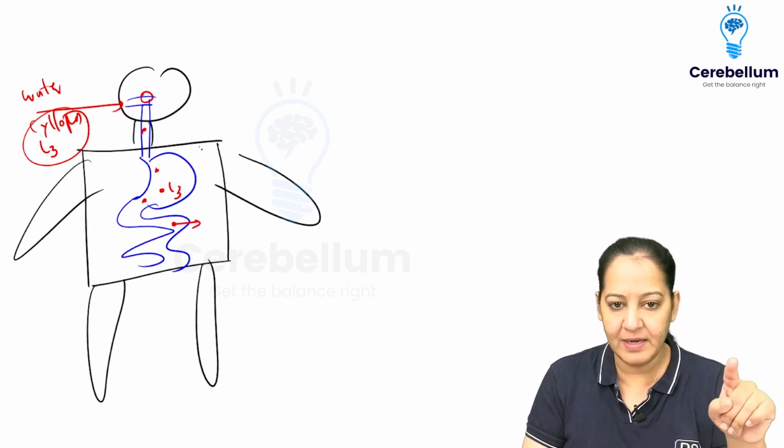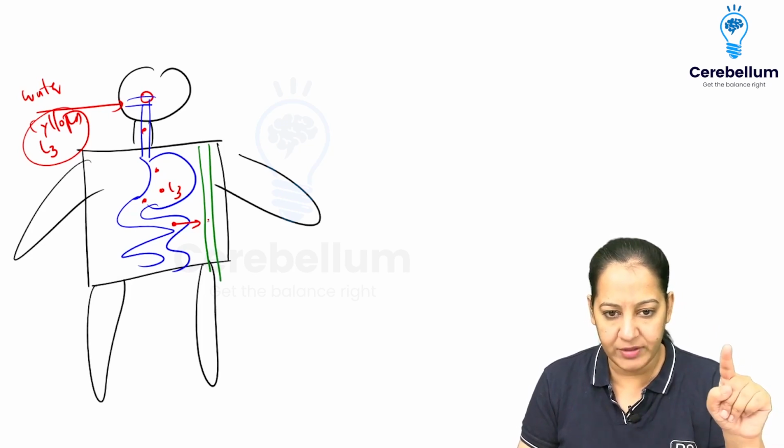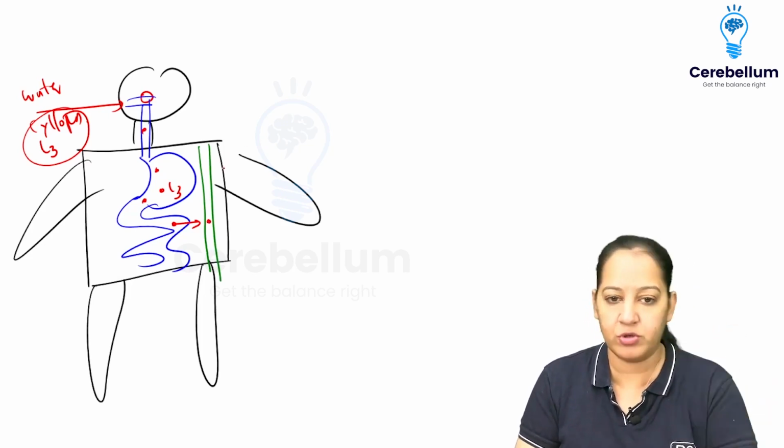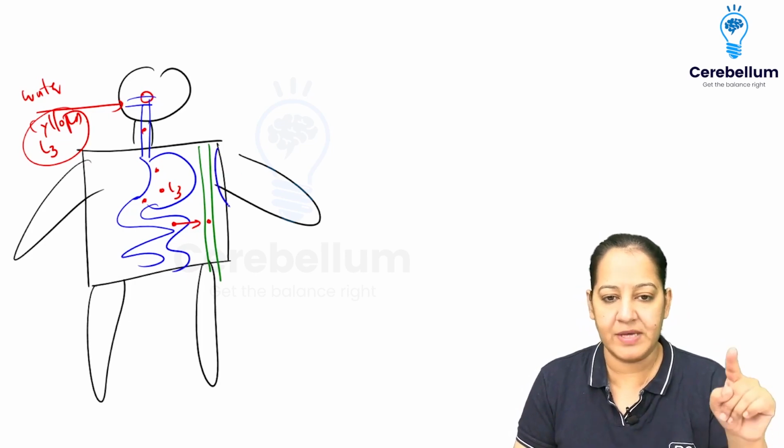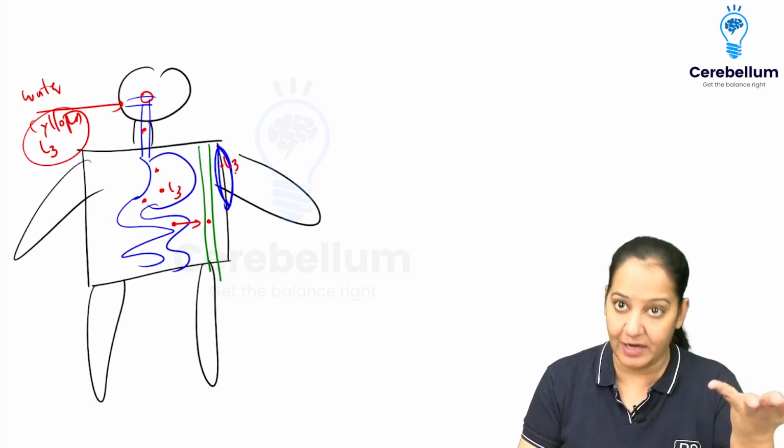Let me draw the blood vessel. It will go in the blood vessel. Can you see? This is the blood vessel. So this L3 larva go in the blood vessel. Via blood vessel, it will go to the thoracic muscle. So let me draw the thoracic muscle. In the thoracic muscle, this L3 larva will convert into adult worm.